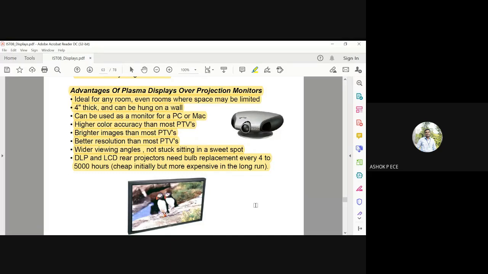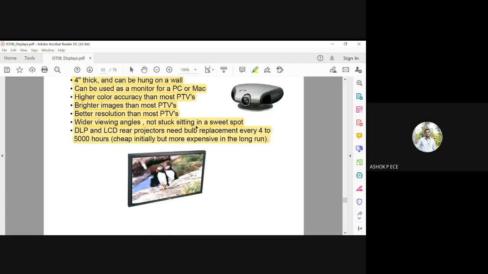Initially, investment may look cheaper, but this bulb is 90% of the cost. So in the long run, it will prove to be very, very expensive.